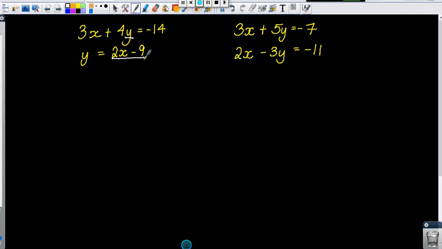All right, so we're going to sub it in. It becomes 3x plus, and instead of 4y, 4 times y, we're going to say 4 times, what do we say y is? 2x. Take 9. Equals minus 14. I put minus 14. Happy days?